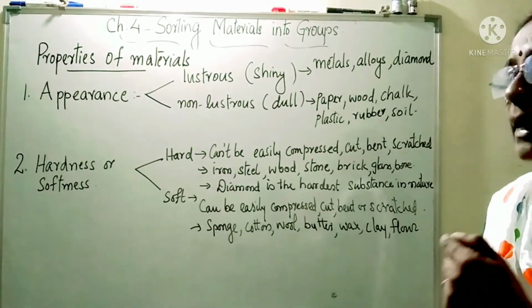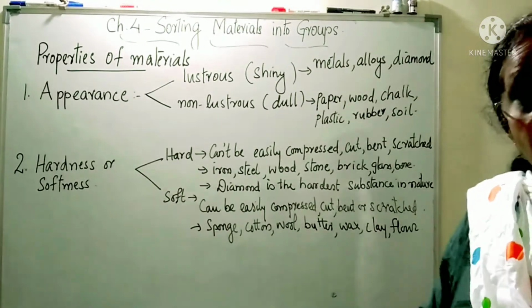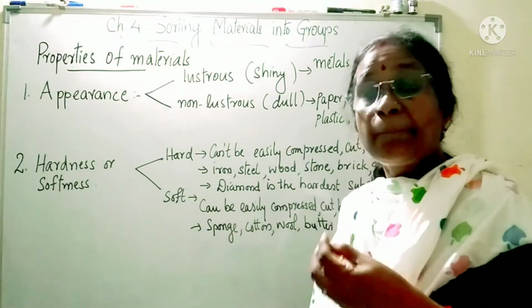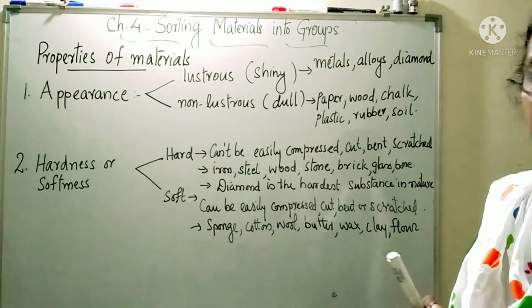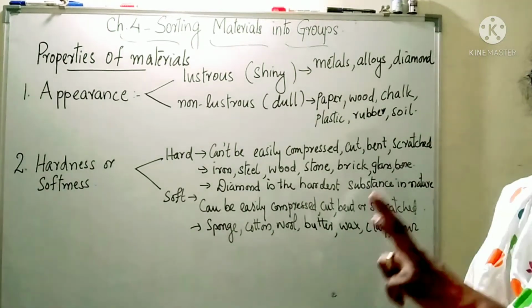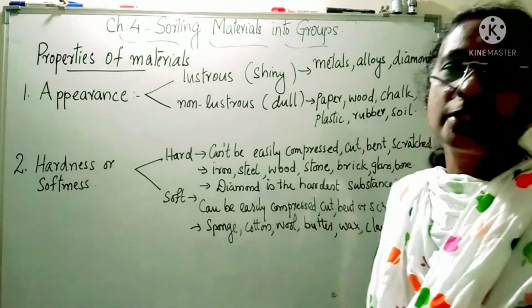So two properties are appearance, and hardness and softness. Then there are so many properties which we use for separating or sorting out these things. Which are the two properties we just learned? Appearance. In appearance the two different types are lustrous and non-lustrous, and then hard and soft substances.